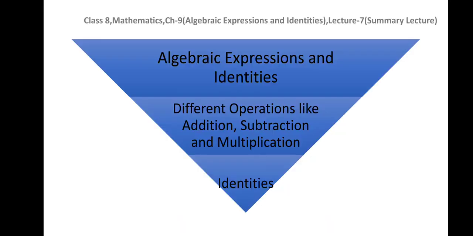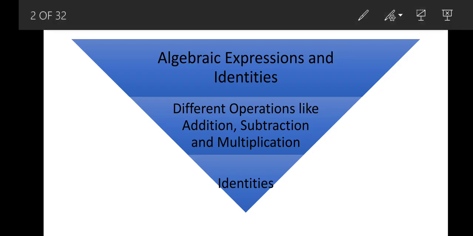Let us see what we will be covering in this lecture, and as far as the chapter Algebraic Expressions and Identities, what are the topics which we have covered in this chapter number 9. Basically, first of all, we have learnt the definition of algebraic expressions, and we have learned how to operate algebraic expressions with different operations like addition, subtraction and multiplication. And then in this chapter we have covered identities topic also.